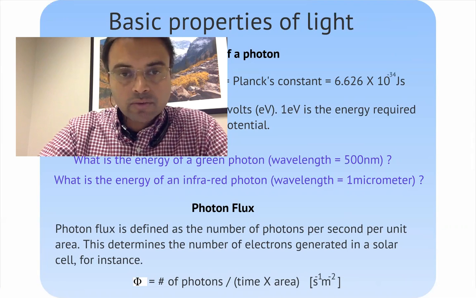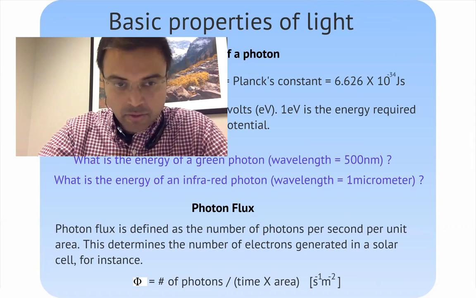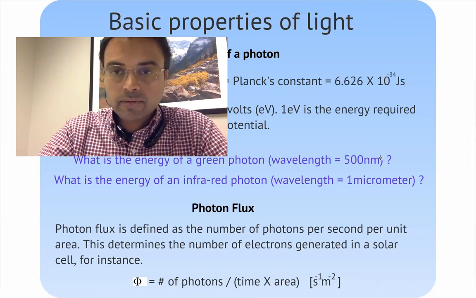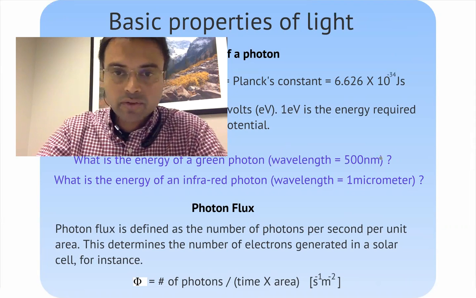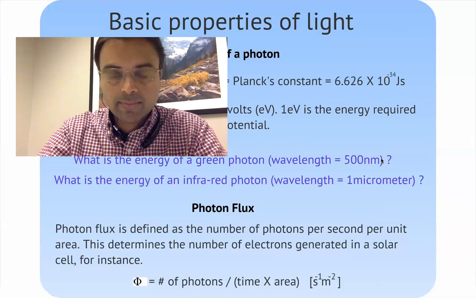Okay, now let's do some practice, and you can discuss among yourselves, just the students who are there. What is the energy of a green photon? The wavelength is 500 nanometers. I want you to think about this for a second, how to do it, and just approximately estimate.